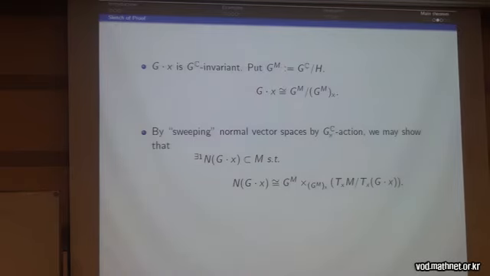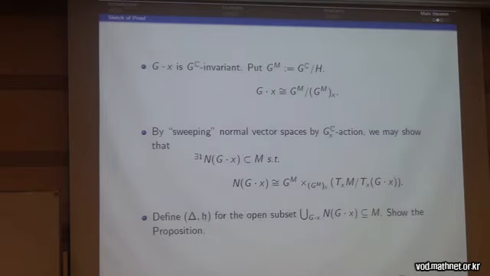And this is a little bit technical part. For this orbit, we can find a nice tubular neighborhood by using the sweeping technique. I mean we can find a very nice tubular neighborhood which is equivariantly biholomorphic to this normal bundle. And we define the collection of cones and vector subspaces for this open subset, and we can show the proposition for these pairs.